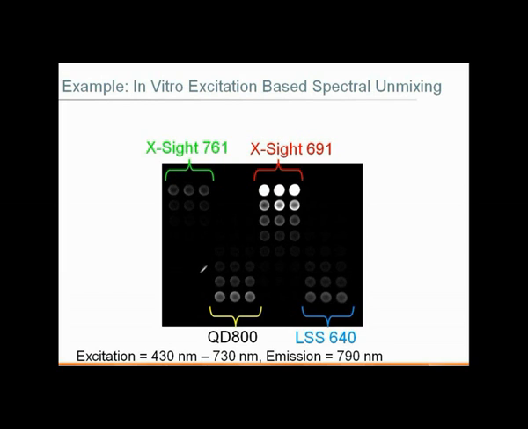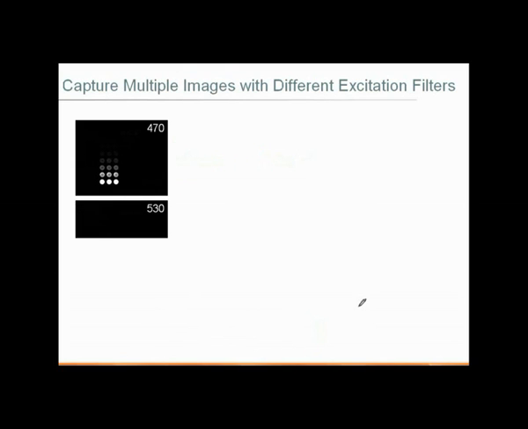First, I'm going to just step through a very simple experiment that looks at unmixing different overlapping fluorophores in vitro, just to show that the software fundamentally works. So here you see you have Excite 761, Excite 691s, Q dots, and large Stokes shift 640s, all of which are giving signal in the same 96 well plate. So if these were mixed together, you wouldn't be able to discern the difference between them from a single image.